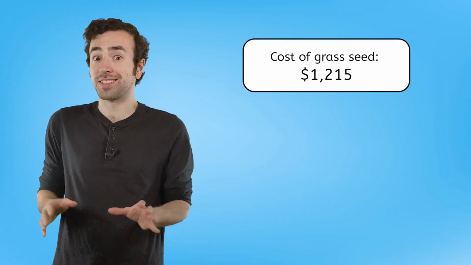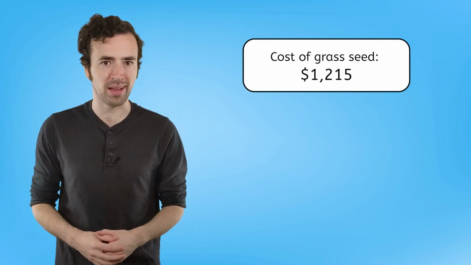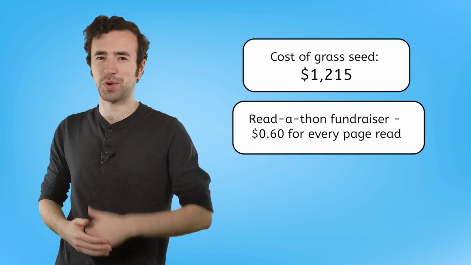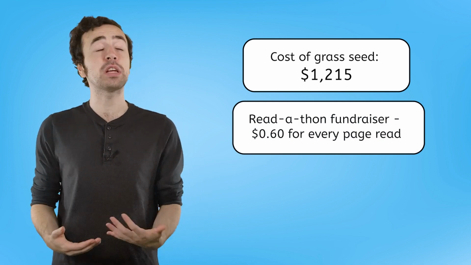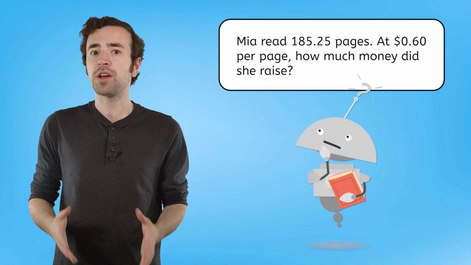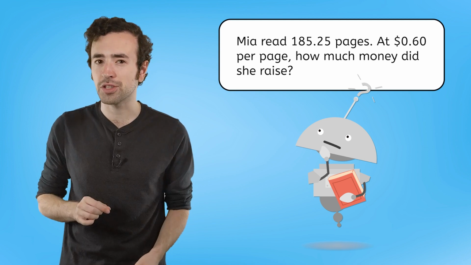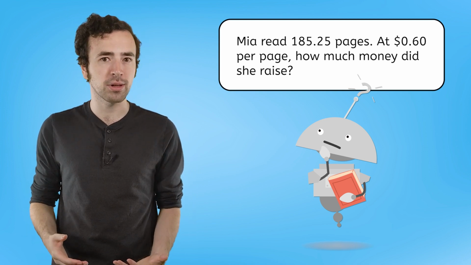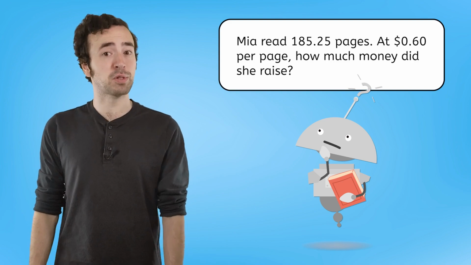$1,215 for grass seed is still pretty pricey, but Mia and her baseball pals have a game plan. A readathon fundraiser. A local business will donate 60 cents for every page they read. Mia read 185 and 25 hundredths pages. At 60 cents per page, how much money did she raise? Looks like we're going to need to multiply again.